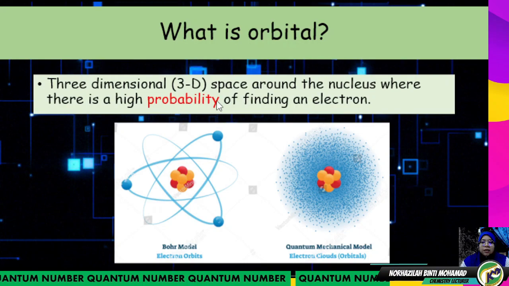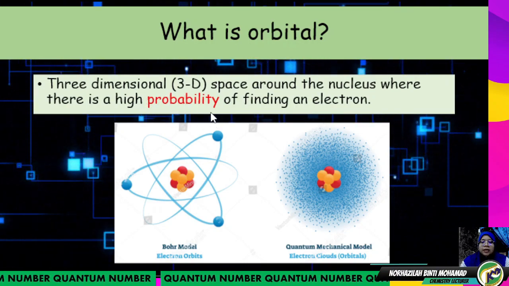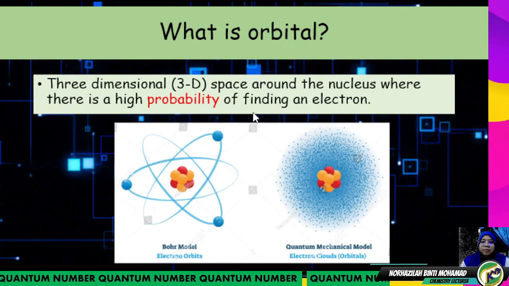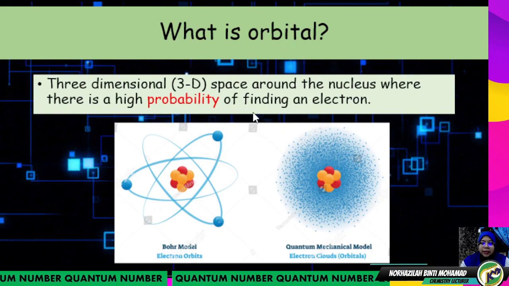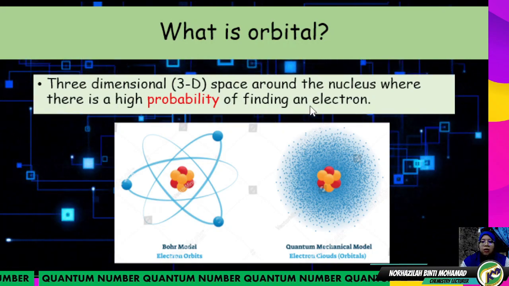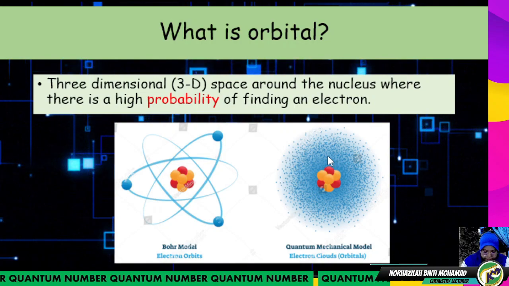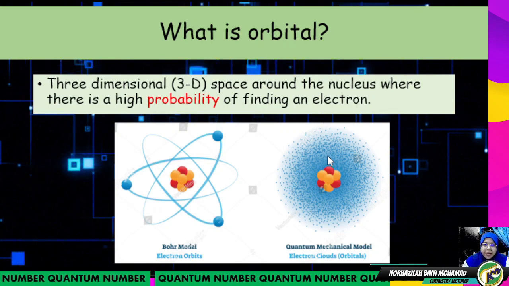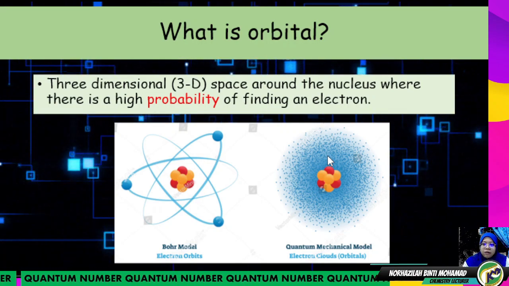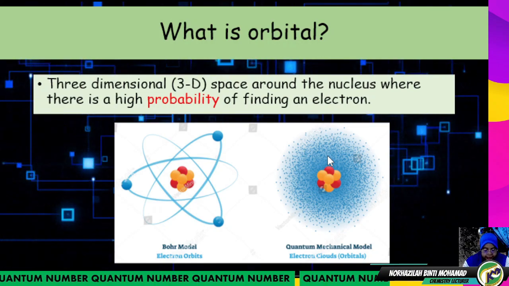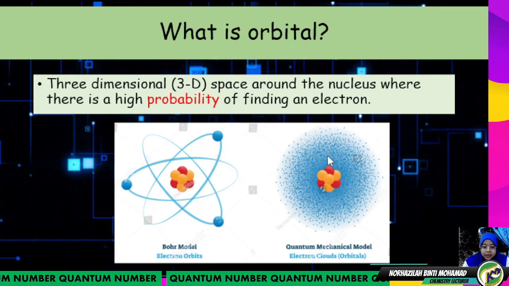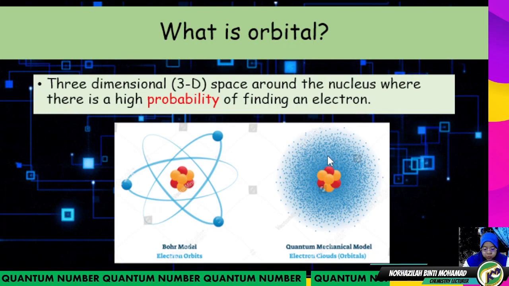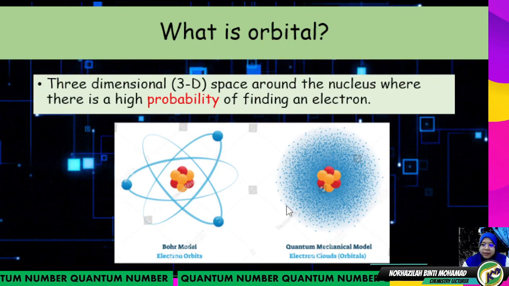So you see here, the word probability is used to describe the exact location of electron. Since we are using probability, it means that we will use numbers to describe the location of electron in an atom. The exact location of electron in an atom is described by first using the quantum number of electron that I will explain later. But in order to know the quantum number of electrons, we need to understand what is the quantum number of orbital first.